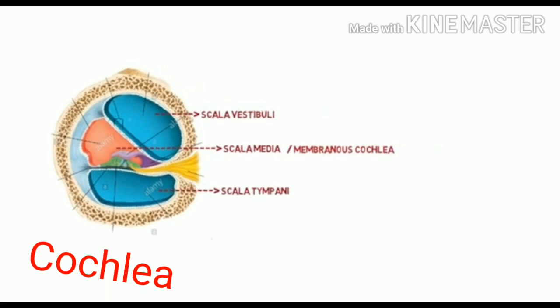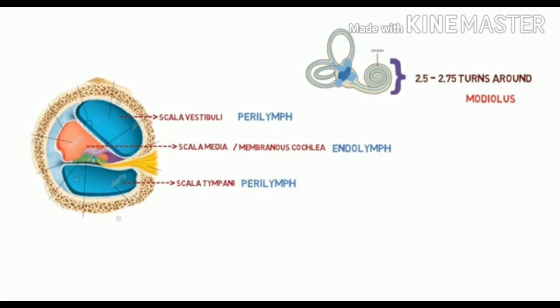The cochlea is a spiral structure, like a coiled tube. It makes 2.5 to 2.75 turns around the central pillar of bone called the modiolus. Scala vestibuli and scala tympani are filled with perilymph, whereas scala media is filled with endolymph. How is the endolymph secreted? Endolymph is secreted by the stria vascularis.